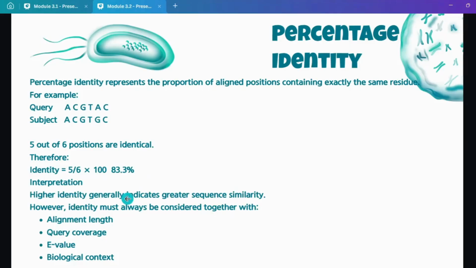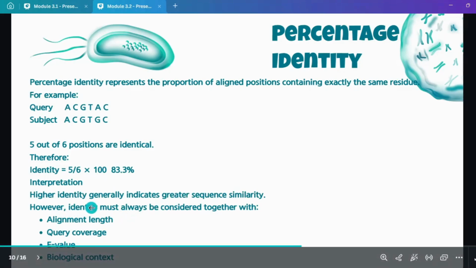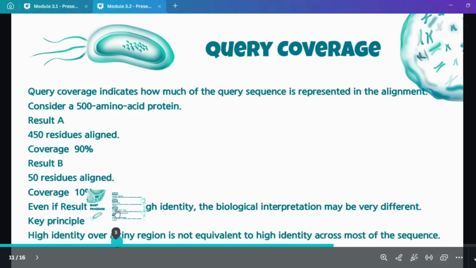Higher identity generally indicates greater sequence similarity, meaning the sequences are very similar to each other. However, identity must always be considered together with alignment length, query coverage, e-value, and biological context. That means: what is the alignment length, what is the query coverage, what is the e-value. We see that in the next slide also.